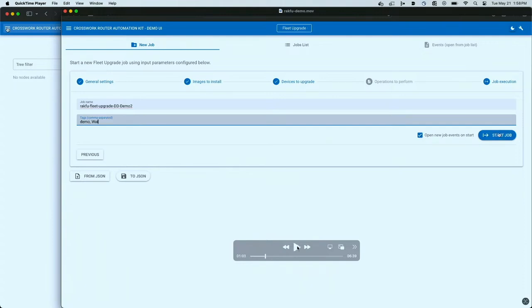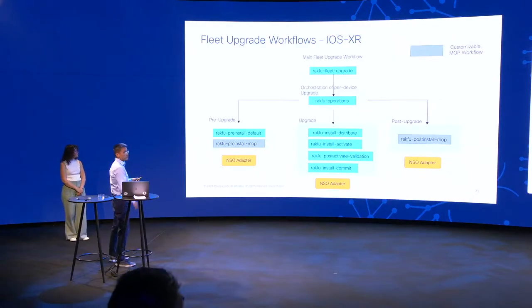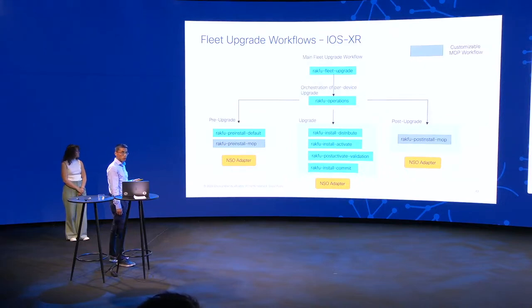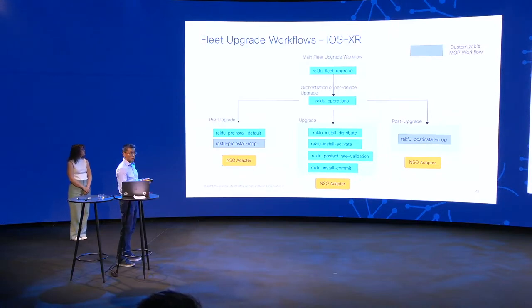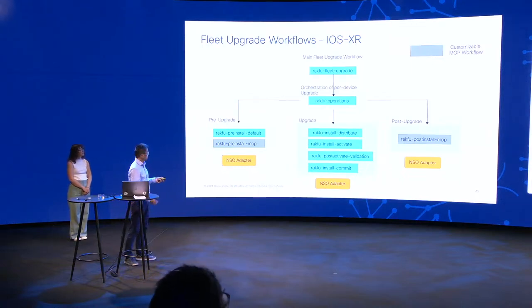Now, before I launch it, this is a diagram that shows the hierarchy of the workflows that are involved to support the fleet upgrade operation. At the top, there's the fleet upgrade parent level workflow, which will invoke one or more of the operations child workflows that are responsible for orchestrating the OS upgrade process on a per device basis. You can do the OS upgrades either on one device at a time, a few devices at a time, meaning in batches, or all at once.